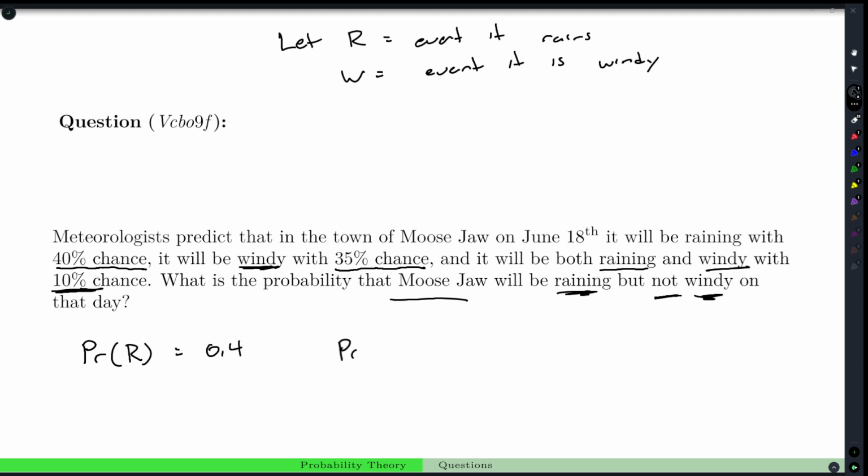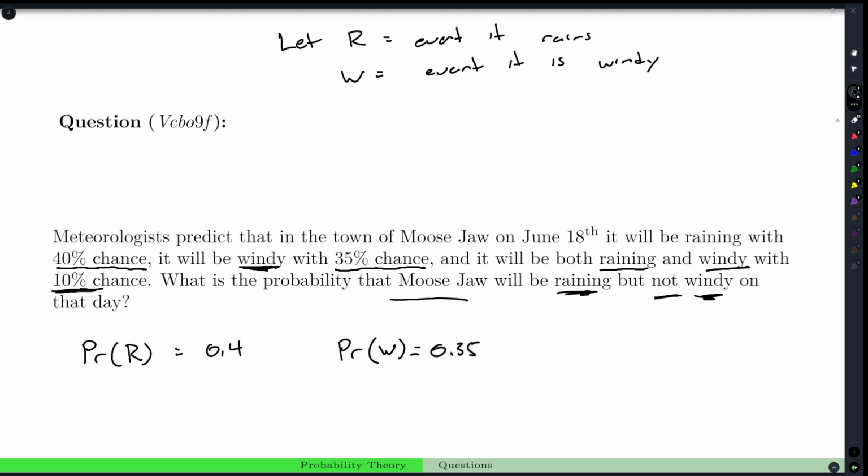Similarly, what's the probability that it's going to be windy? 35% out of 100%. The nice thing about percents is just take the number you had, 35, move the decimal place over twice. So we'll get 0.35 is the probability that it will be windy on the 18th of June in Moose Jaw.